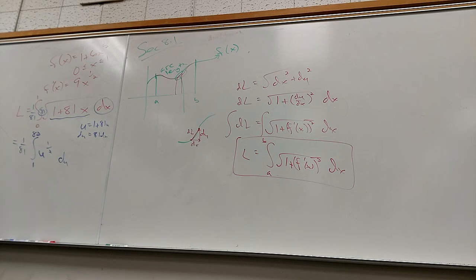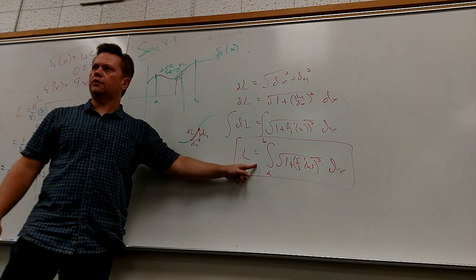And then what do you get when you integrate this? It'd be u to the 3/2 times 2/3. I like it. From 1 to 82, and that's where I lose interest. You just plug that in there and get something.